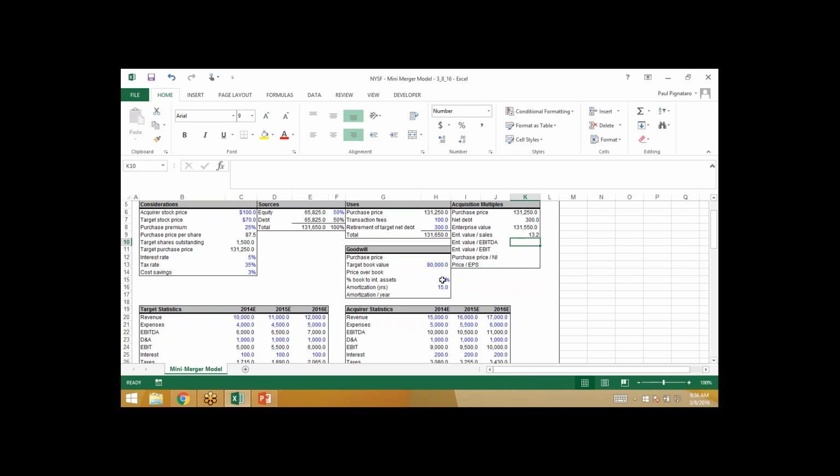Enterprise value to EBITDA. Let's look at that. We're going to take enterprise value and divide it by the target company's EBITDA. 21.9. It's also kind of high. Enterprise value to EBIT. Take the enterprise value, divided by the company's EBIT.